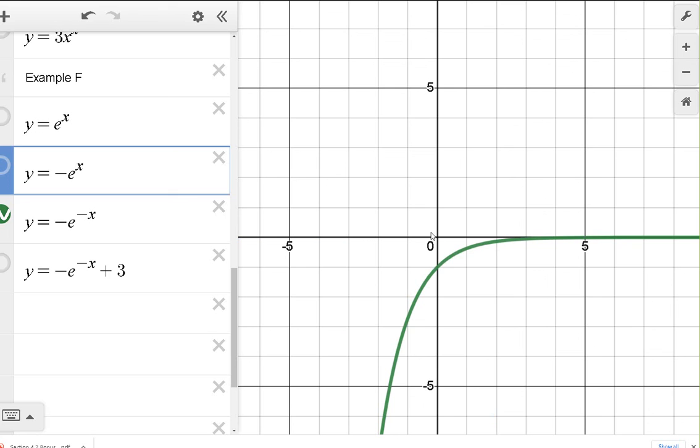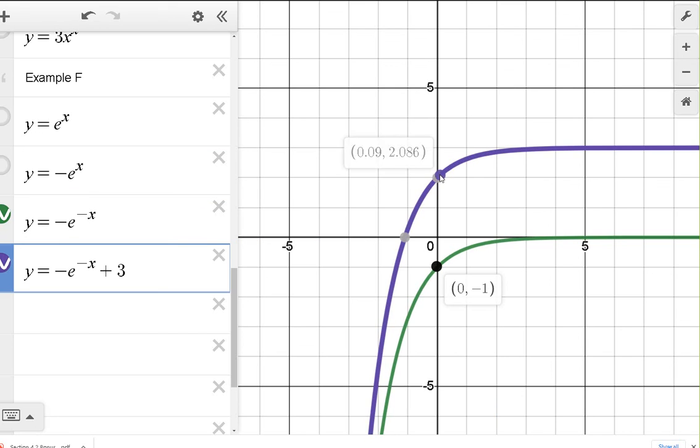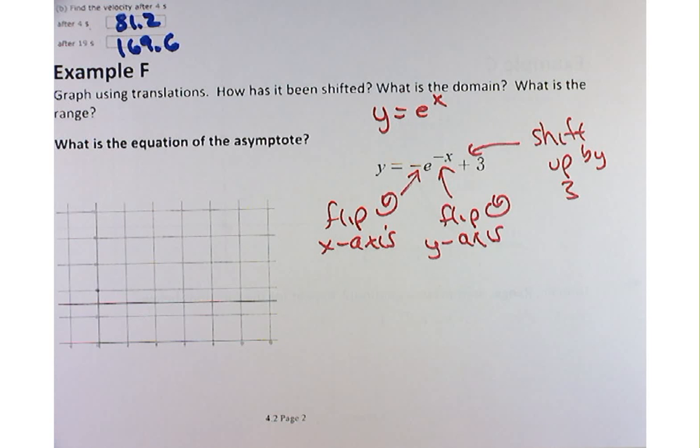Y equals 0. Thank you. Last but not least, I'm going to add 3 to this graph. So the point that was here at 0, negative 1 is now at 0, 2. And the function is getting closer and closer to this line. What's the equation of that line? Y equals how many? Oh, 3. Thank you. So closer and closer to y equals 3.